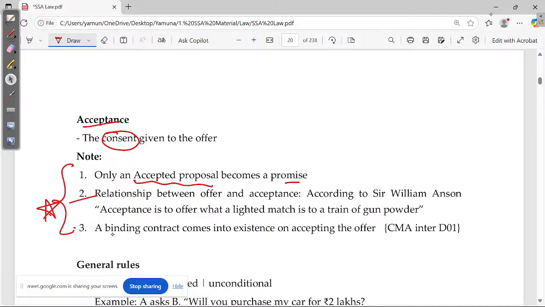Second one, you can just leave it. Third one, a binding contract comes into existence on accepting the offer. So when we say a contract is binding, binding means what? It becomes a promise only on accepting the offer.